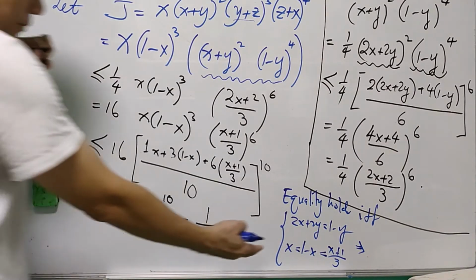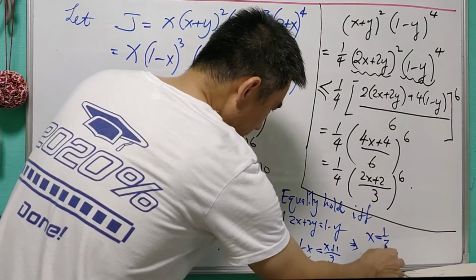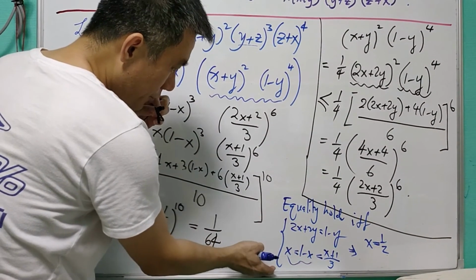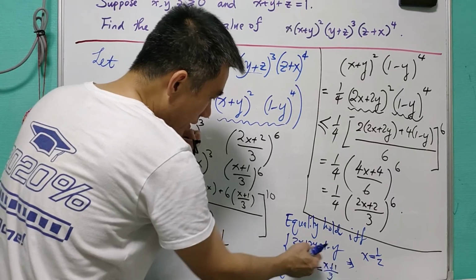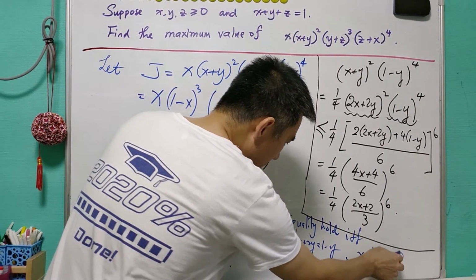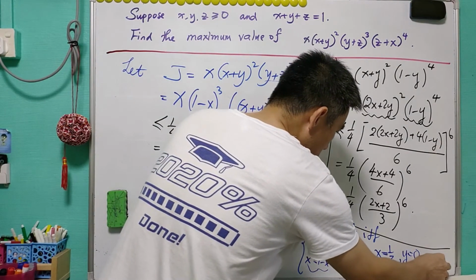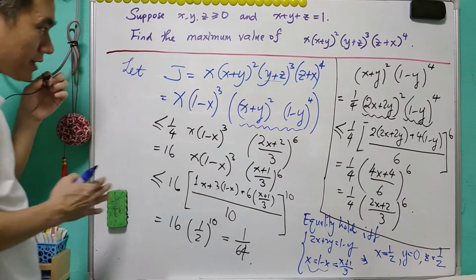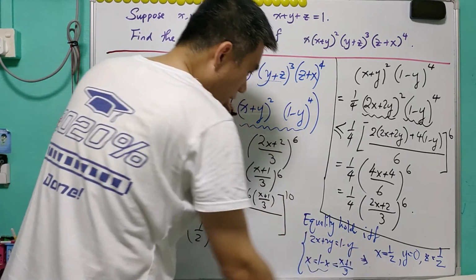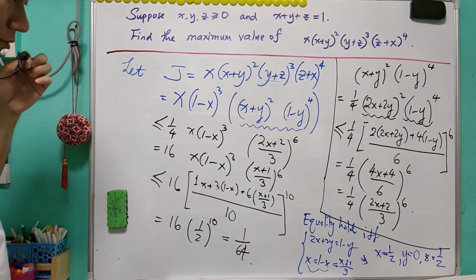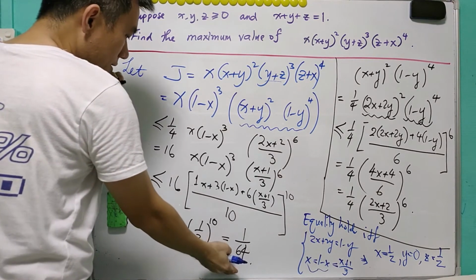Now, from here, we get x is equal to half. When x equals half, we substitute into the first condition, then we get 1 plus 2y equals 1 minus y. It means that y will equal 0. When x equals half and y equals 0, z will equal a half. So it means that the value 1 over 64 is achievable if and only if x equals half, y equals 0, and z equals 1 over 2. And therefore, the maximum for this value will be equal to 1 over 64.